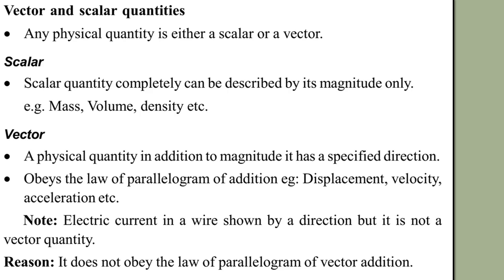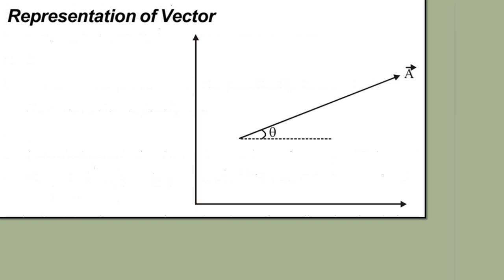A quantity which obeys the law of parallelogram of addition is called a vector. What is this law? We'll see later on. Then representation of a vector. A vector is represented by a capital letter A, and at the top of the letter we show an arrow sign, called the bar, A bar. This is vector A bar, with inclination angle, with angle horizontal or vertical. We can show this angle also.